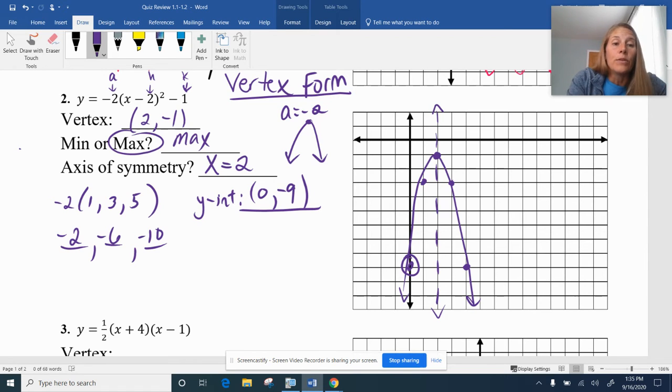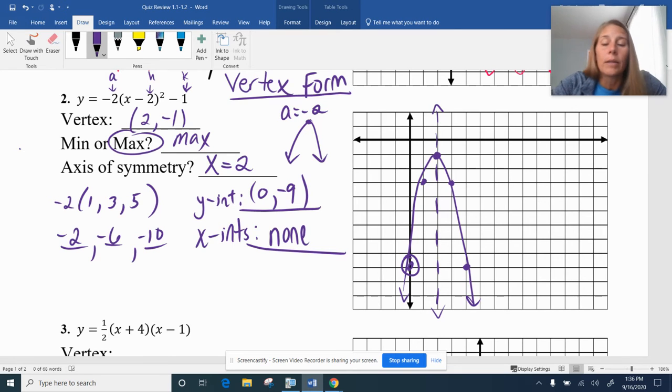a -9. If you substituted 0 into the original equation and you did 0 minus 2, you'd get -2 squared, which is 4. 4 times -2 is -8. Minus 1 would give you that -9 as well. Now, as far as x-intercepts are concerned, for this particular problem, there are none because the graph does not cross through the x-axis anywhere.